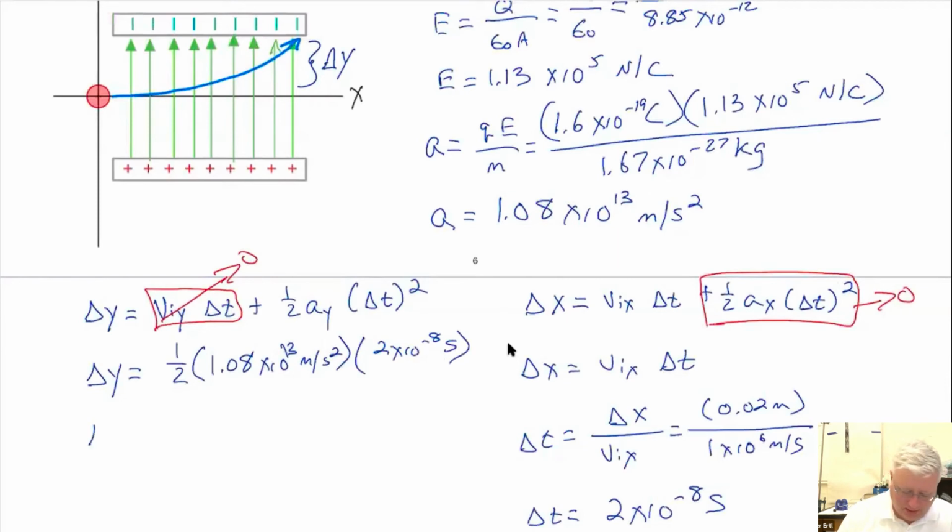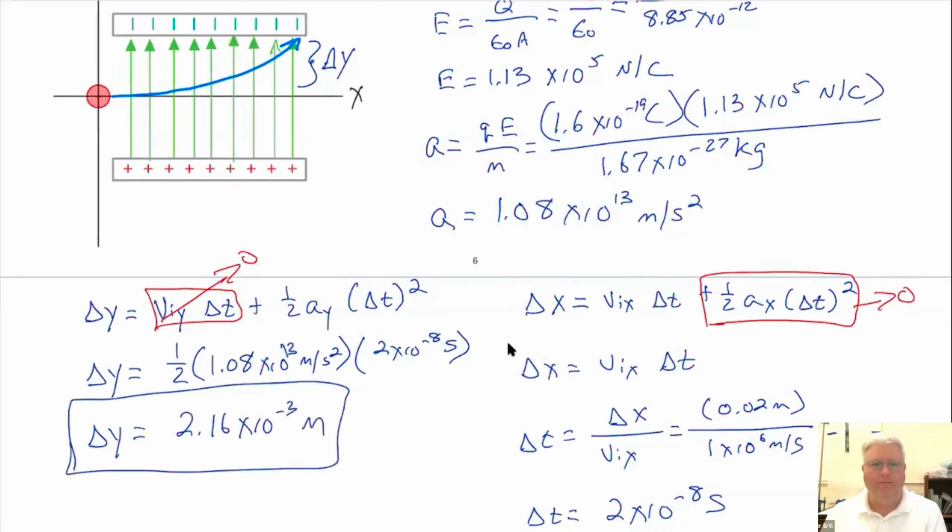Okay, so then that vertical or sideways displacement deflection is 2.16 times 10 to the minus 3rd meters. That was fun. Like a little intellectual workout, like a little puzzle we just solved. Okay.